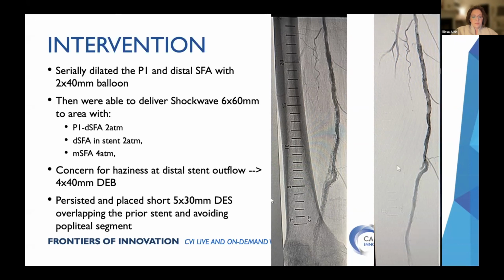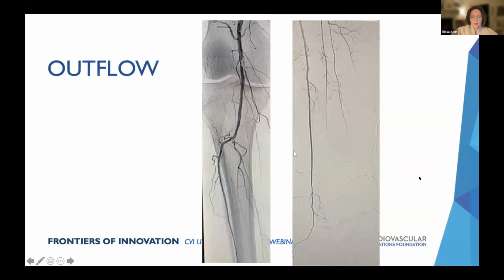Despite that, there was still persistent haziness. So we put a short 5x30 millimeter drug-eluting stent overlapping the prior stent and avoiding the popliteal segment there. And you can see a reasonable result, outflow from this stent. There's still these pockets of calcium all throughout the SFA, and you can see this nubbin of the intraluminal vessel from the first procedure. There's some disease in the popliteal, good geniculate collaterals, and improved outflow into the AT and down into the foot.